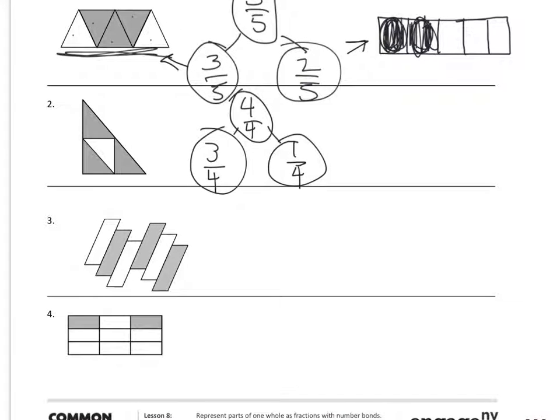Here we go with that last one. We have 4/4. 4/4 is the total shape. So we can draw a circle. And you know we're going to be making fourths. So we got fourths there.